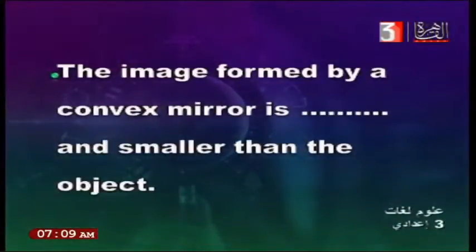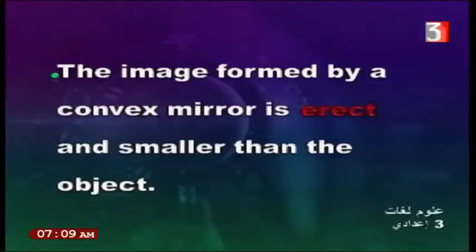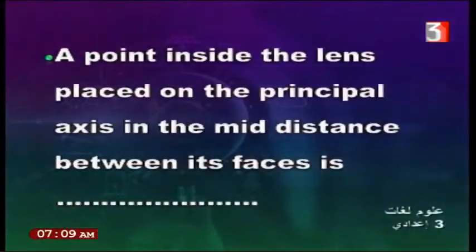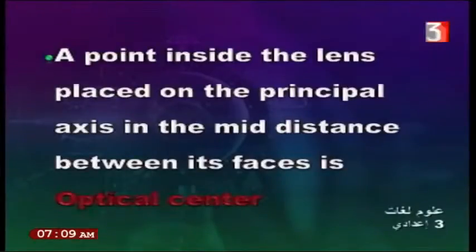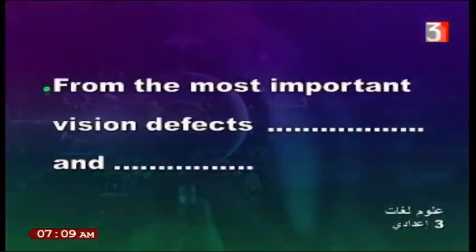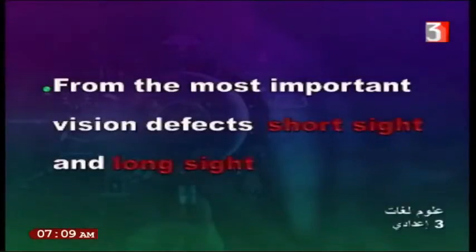The image formed by a convex mirror is erect and smaller than the object. The concave lens diverges the rays falling on it. A point inside the lens, placed on the principal axis at the mid-distance between its faces, is the optical center. The most important vision defects are short sight and long sight.